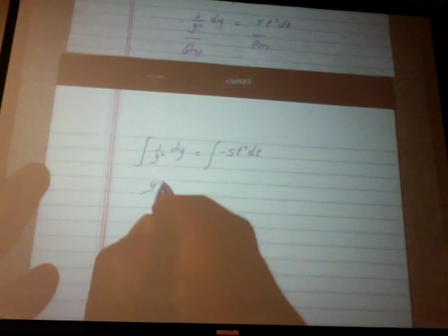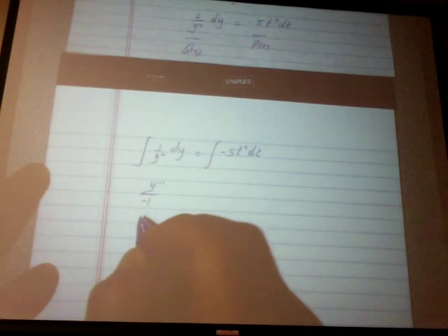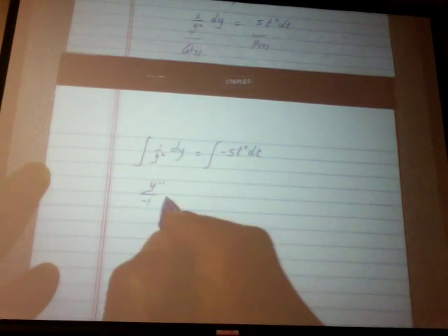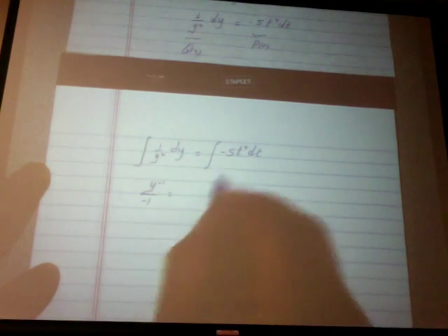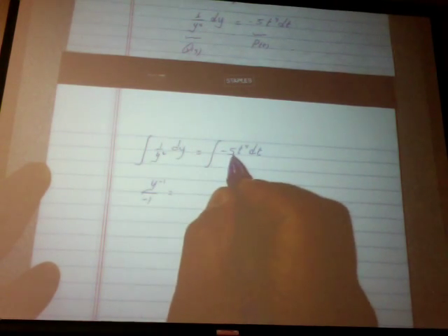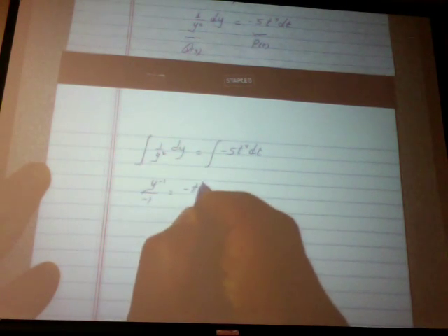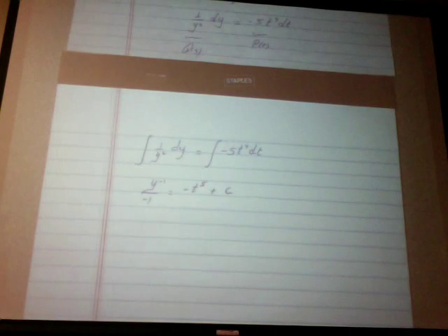Y to the minus 1. This is y to the minus 2, right? That will be y to the minus 1 divided by minus 1, right? And on the right-hand side, that's a polynomial, that's easy, so that would be minus 5 times t to the 5 divided by 5. That would be minus t to the 5, plus a constant of integration.